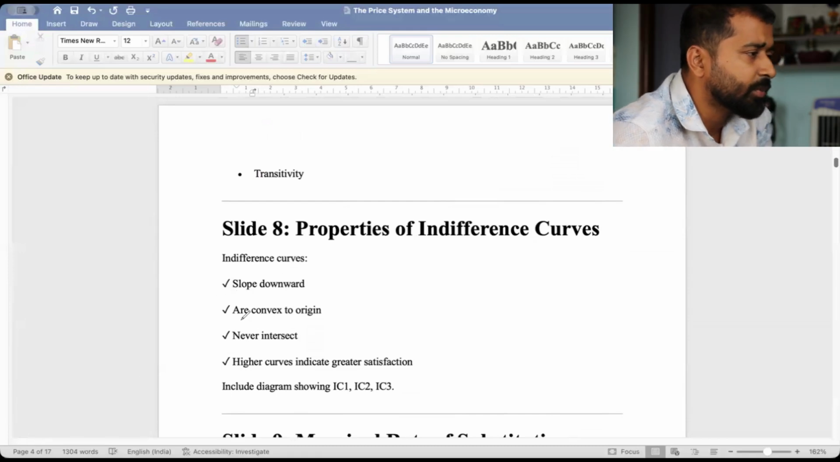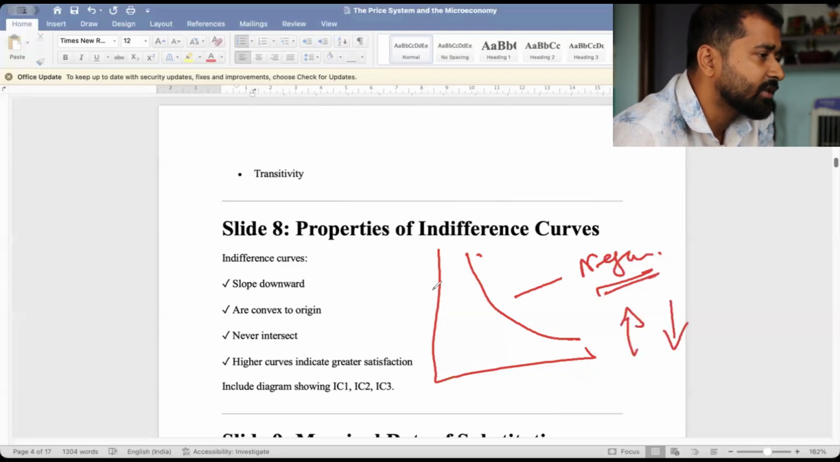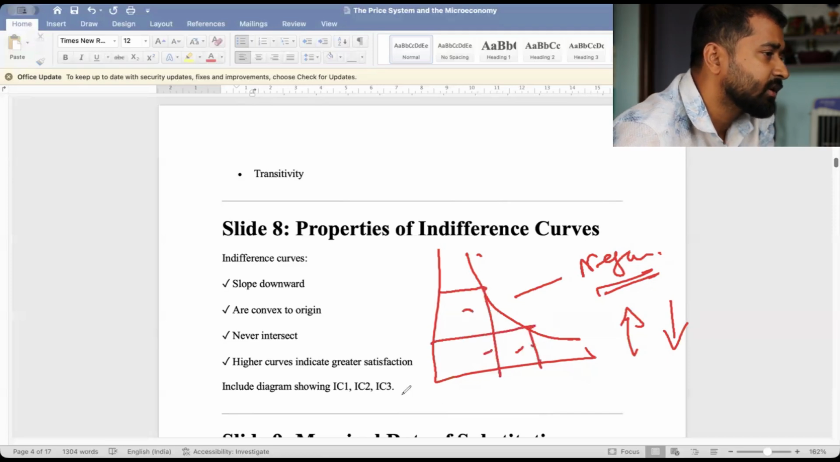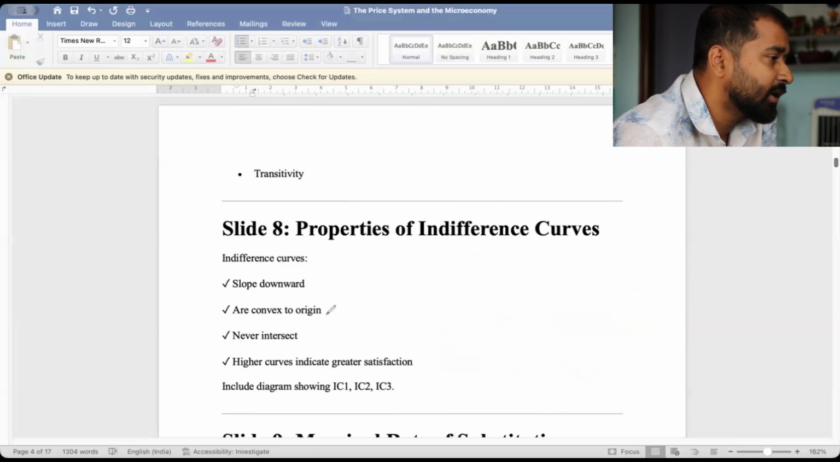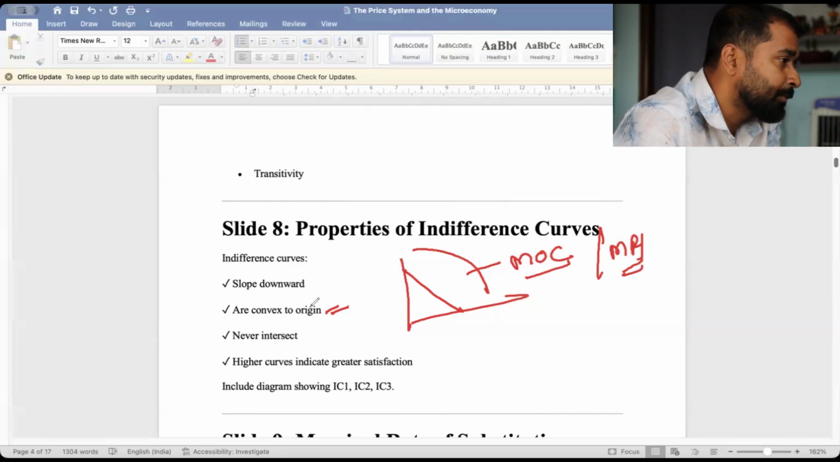Properties of the indifference curve. The indifference curve slopes downward, always, which is known as a negative relation. Negative means that if one increases, the other should decrease. Here, the consumption of one increases, and the consumption of the other decreases. For example, this one decreases, this one increases. Next, it is convex to the origin. You can write the word typically convex to the origin, as I mentioned, because this can change. That means a straight line also can be there, or a concave curve also can be there. It depends upon the MOC, also known as MRS, the marginal rate of substitution.